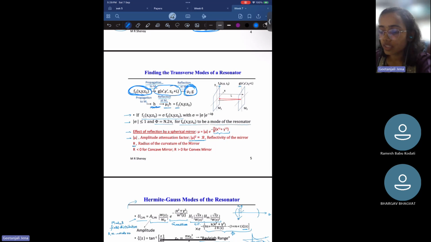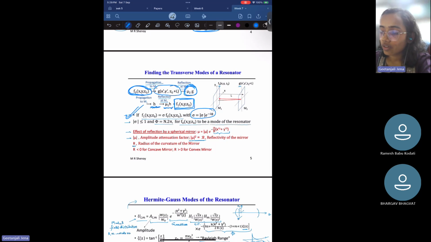Now again at the first mirror, it will be reflected back towards the second mirror. So we'll have a value mu1 h. So this is the first round trip. After the first round trip, we'll get the value of the field distribution, which is f1 xyz0. And as you have seen, if this f1 is some multiple sigma times f0 xyz0, where sigma is this, then we can say this is a transverse mode of the resonator.